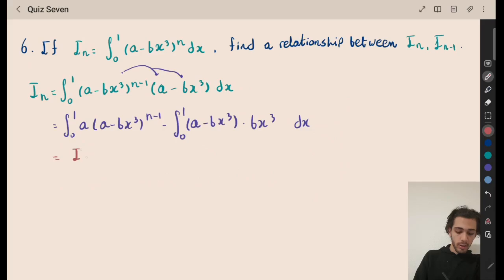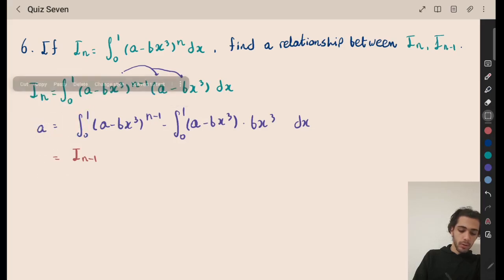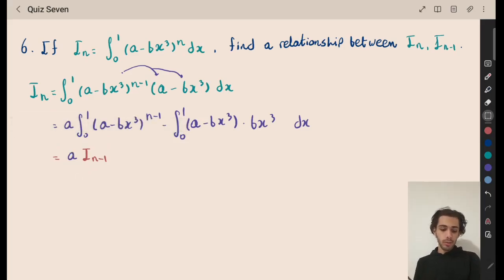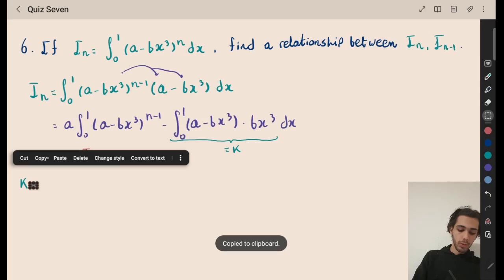So this is I_{n-1}. Well, almost, right? There's a factor of a. But that should be fine. So I_n is equal to a times I_{n-1} minus this integral, which I will call K. So how do we compute K? It's a very good question to ask, because it can be very, very tedious to try to compute K if you don't know what you're doing.